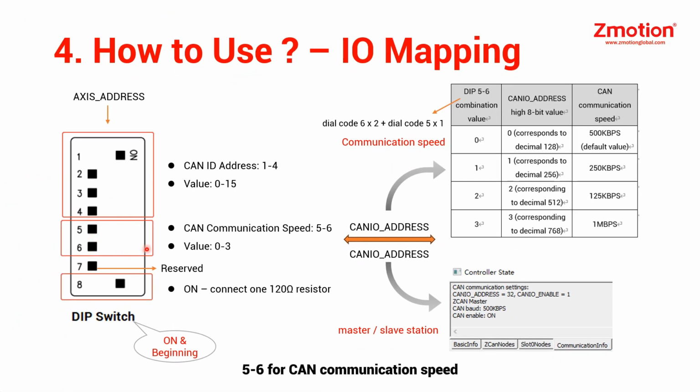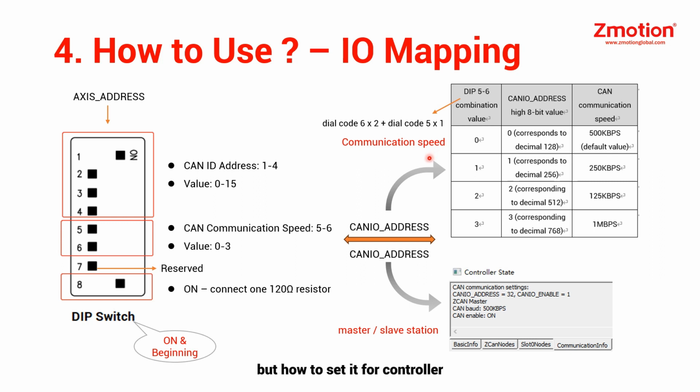5 to 6 is for CAN communication speed. The value is from 0 to 3. The speeds are here. Speed combination value equals dial code 6 by 2 plus dial code 5 by 1. For speed communication, the controller and CAN expansion module must be set to a consistent speed.